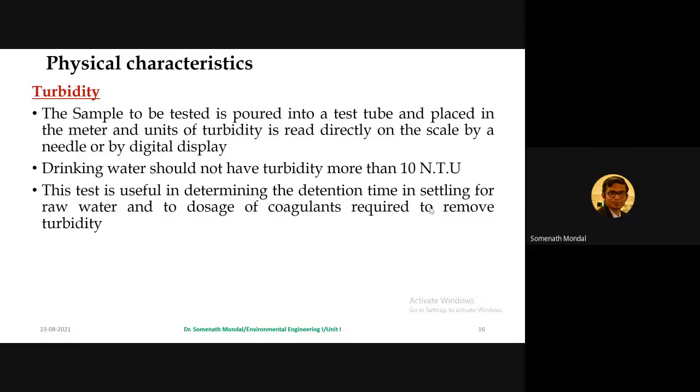Digital display. So drinking water should not have turbidity more than 10 NTU, nephelometric turbidity unit. That part also was mentioned in the last class. These tests are very useful in determining the detention time in settling for the raw water and the dose of coagulants required to remove turbidity. And how turbidity occurs in the soil, that part also has been discussed in the previous class.